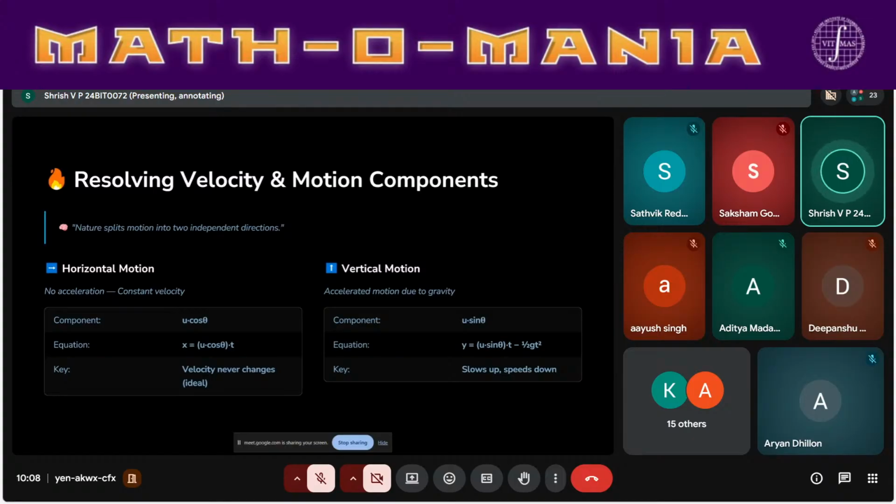And when you combine these two, you get a curved path. Why a curved path? Because the projectile is moving forward at constant speed while continuously and simultaneously falling down due to gravity. This combination makes the path curved.